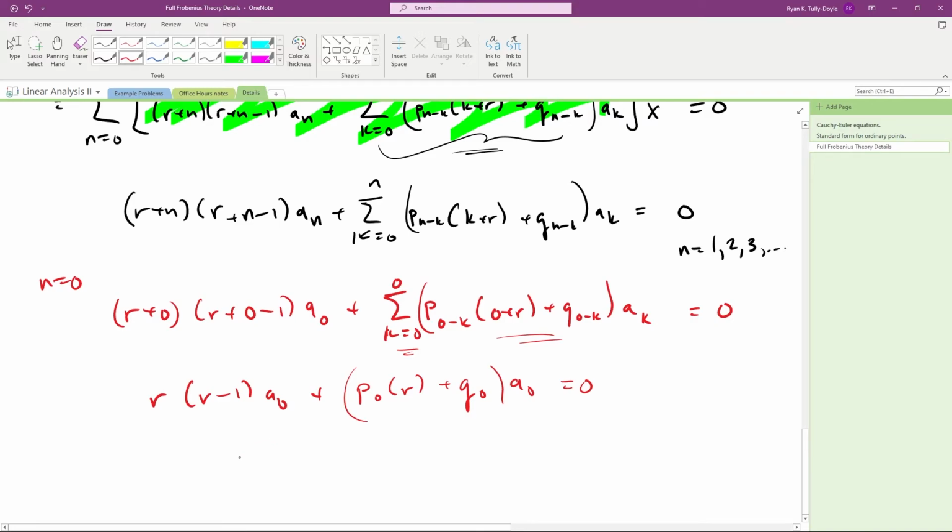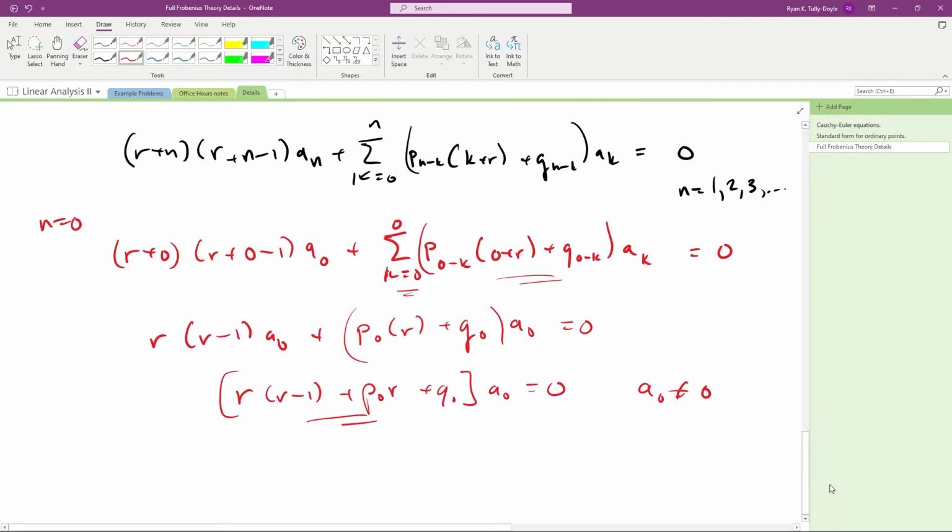And all of that is just to say that (r(r - 1) + p_0 r + q_0) times a_0 is equal to 0. We make the assumption that a_0 is not equal to 0, and so it must be the case that this factor is 0. But that's just the indicial equation. So it's a lot of work, but the indicial equation is not something we start with. It's something that we can actually derive by looking at the power series for all these things and then applying the product formulas.